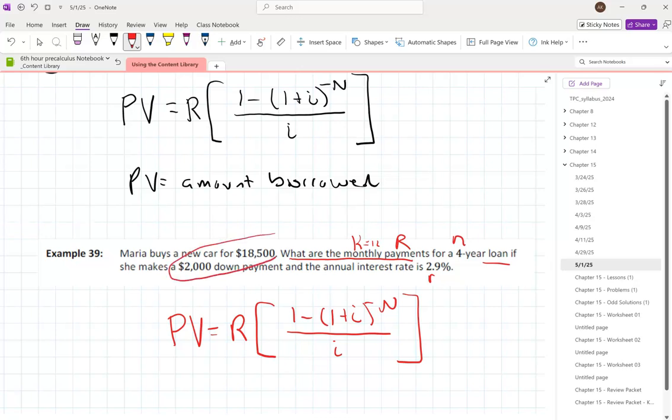Now the amount borrowed is not $18,500 or $2,000. The car cost $18,500, but we're paying $2,000 right away. The present value, the amount that we have to borrow, is the remaining $16,500.